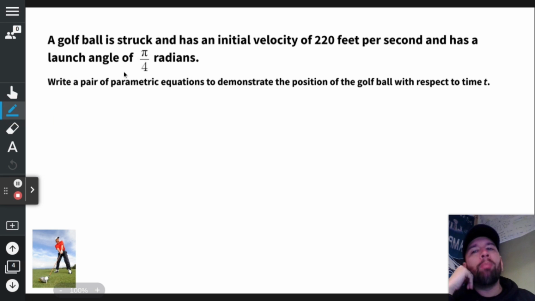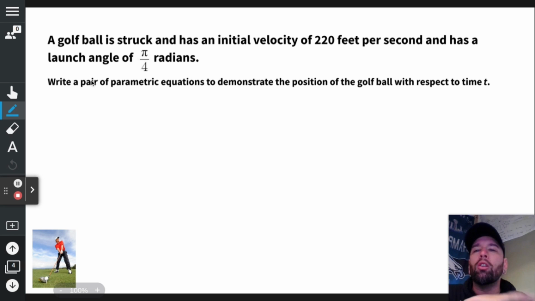A golf ball is struck and has an initial velocity of 220 feet per second and has a launch angle of pi over 4 radians. So guy hits a ball really fast, pew, pi over 4 radians. Write a pair of parametric equations to demonstrate the position of the golf ball with respect to time t.